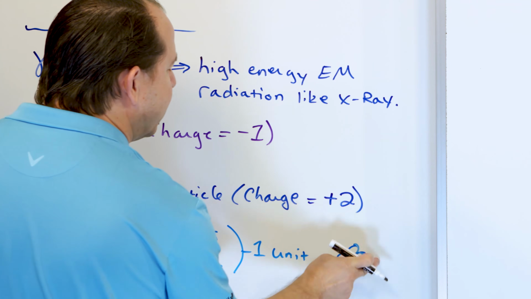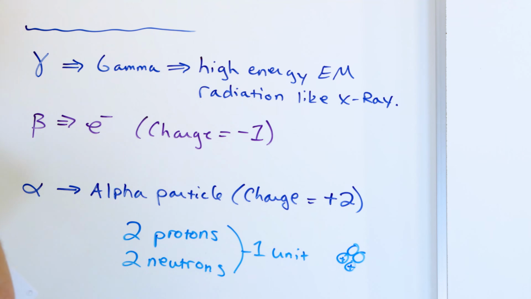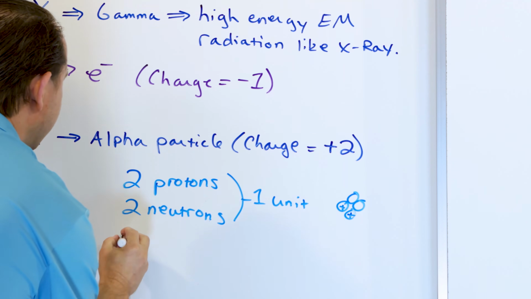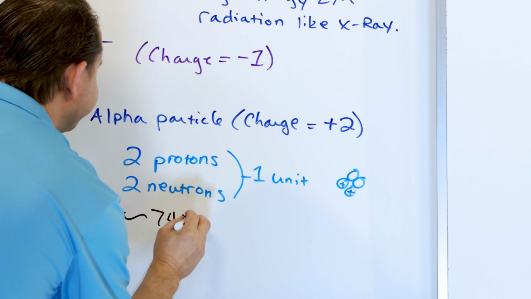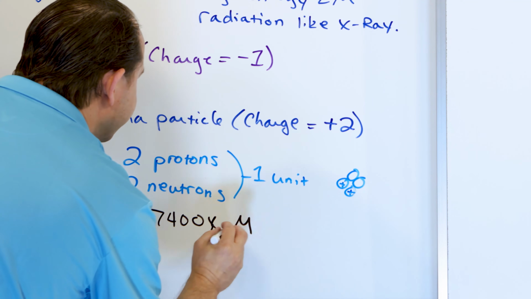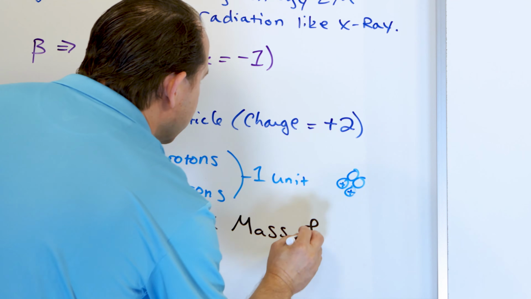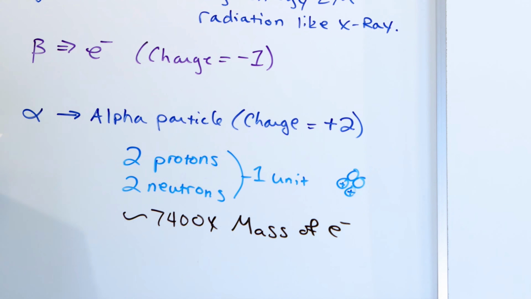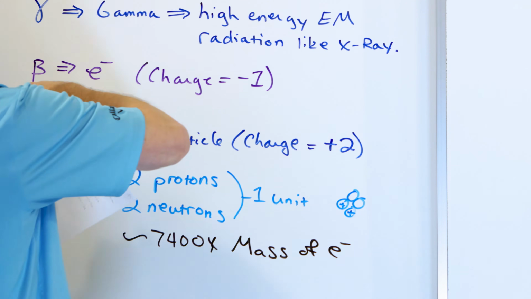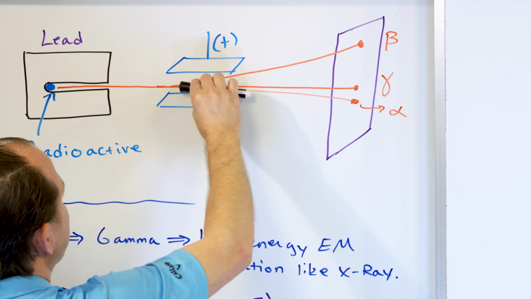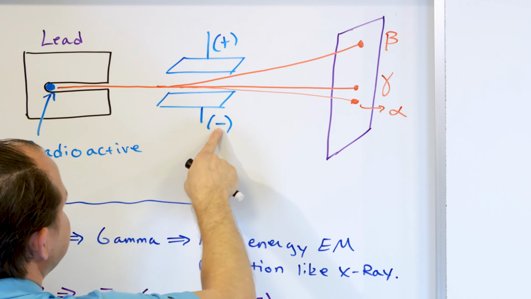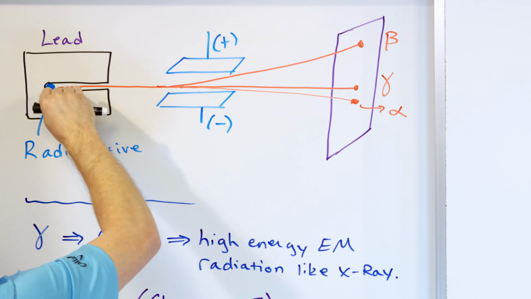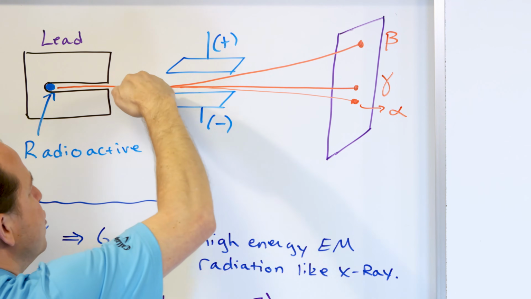Remember, the neutrons have no charge, so the charge of the alpha particle is +2, but it was about 7,400 times the mass of the electron. So it's way more massive, and it has more charge, right? And because it's +2, it is more strongly attracted to this negative plate. But it's so massive, it's like trying to move a train.